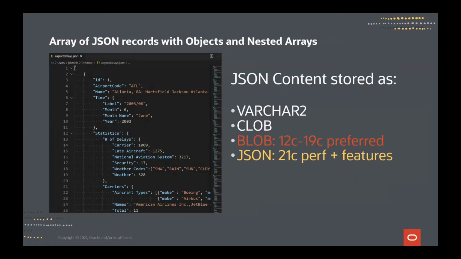In 21c, and going forward, there's a native JSON type, which basically has all the benefits of BLOB plus a bunch more. And you don't have to worry about the constraints anymore. You simply just type the column as JSON and everything else is taken care of at that point.